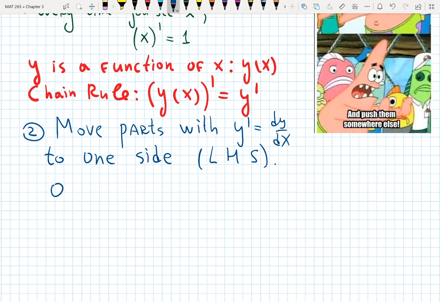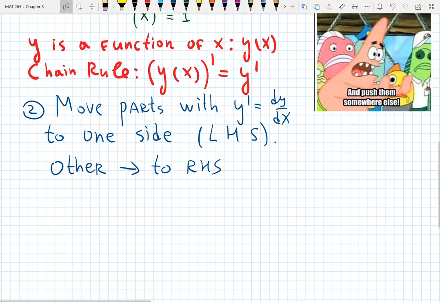Then other stuff, move to the right-hand side, in my case. So the important part is y prime. Other stuff, just move it away as well. And now you have y primes on one side and everything else on the other side.